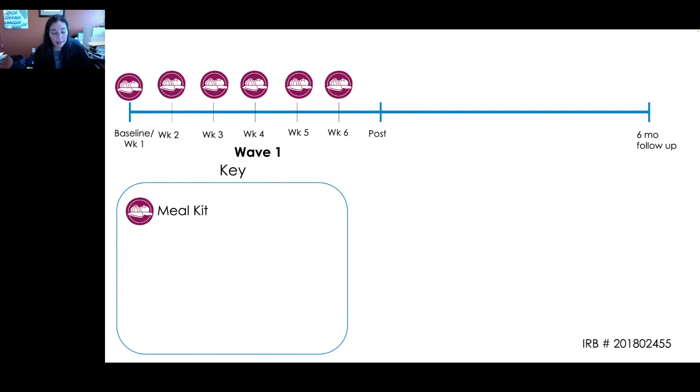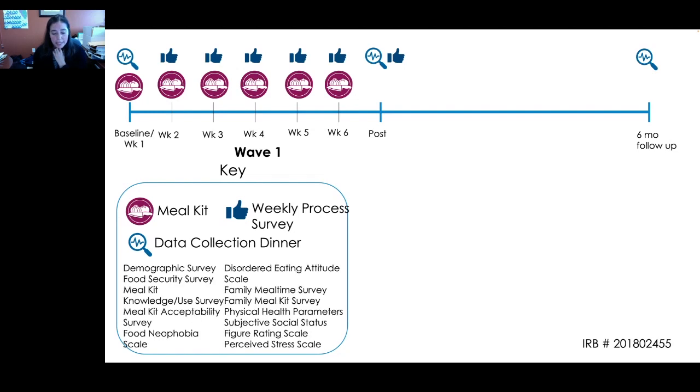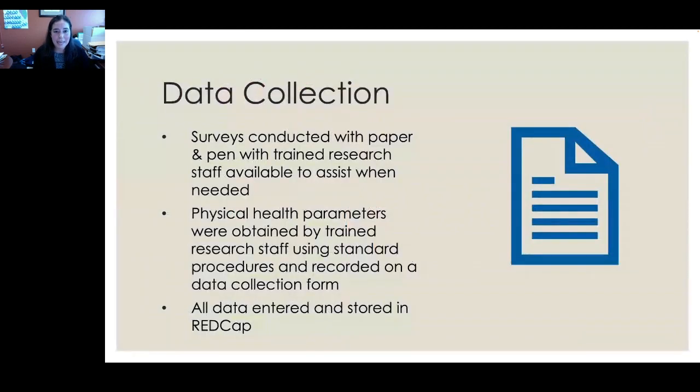Then the following week, the participants would fill out a brief process survey that asked if participants prepared the meal, if they liked the meal, and then willingness to pay for the meal, which is a completely different analysis that we did. Participants attended 3 data collection events that we called data collection dinners. The surveys and assessments listed here in the key were collected at some or all of the time points. And we had 2 different groups go through this project, and we had about 20 participants in each group. We did not have a control group though, because we were unable to recruit enough at the beginning.